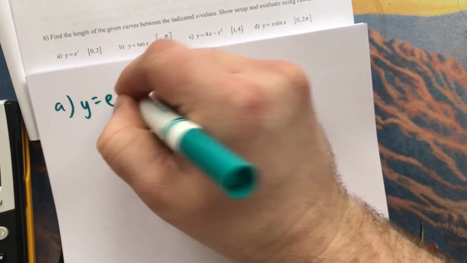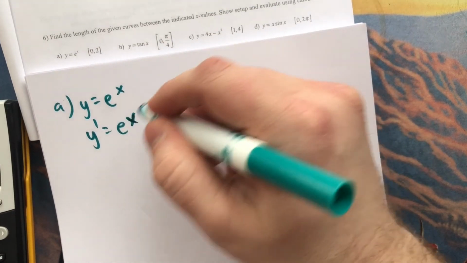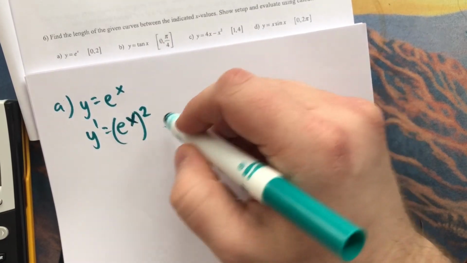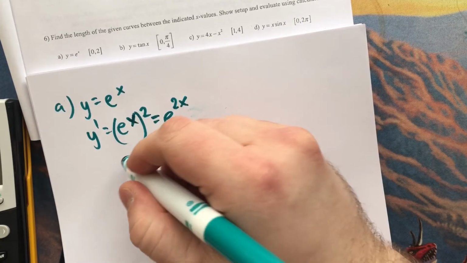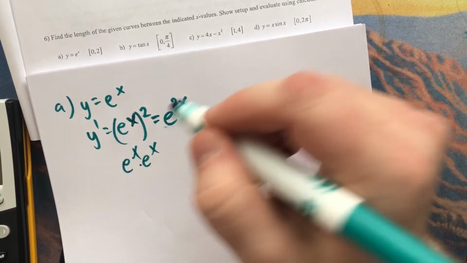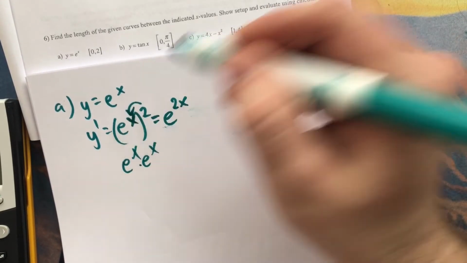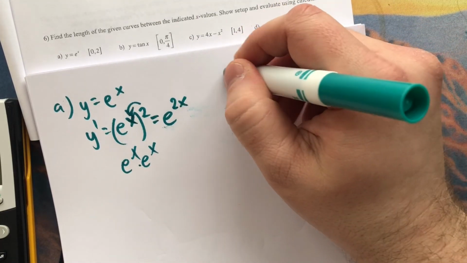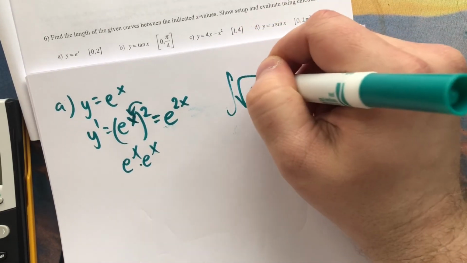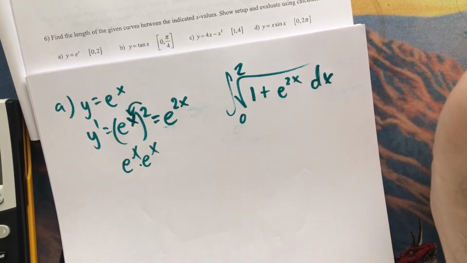So y is equal to e to the x. So what's y prime? e to the x, right? So y prime squared is going to be e to the x squared, which is going to be e to the 2x. If you don't know how that works, it's e to the x, and we add those exponents. Another way is we distribute the exponent too. Works the same way. So the arc length is going to be the integral of the square root of 1 plus e to the 2x dx from 0 to 2.